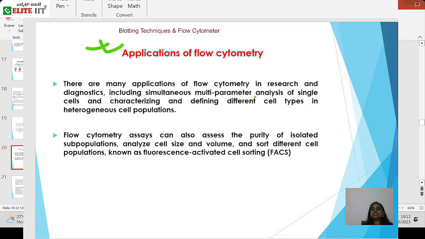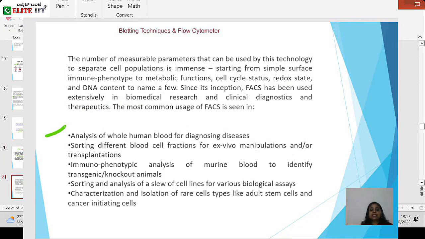Many applications are there. Mainly we are analyzing the protein. So diagnostic process in the research, including simultaneous multi-parameter analysis of single cells, characterizing and defining different cell types from the heterogeneous cell population. This is done. Now, if you consider other applications, in that case, analysis of whole human blood, analysis of human blood for diagnosing diseases.